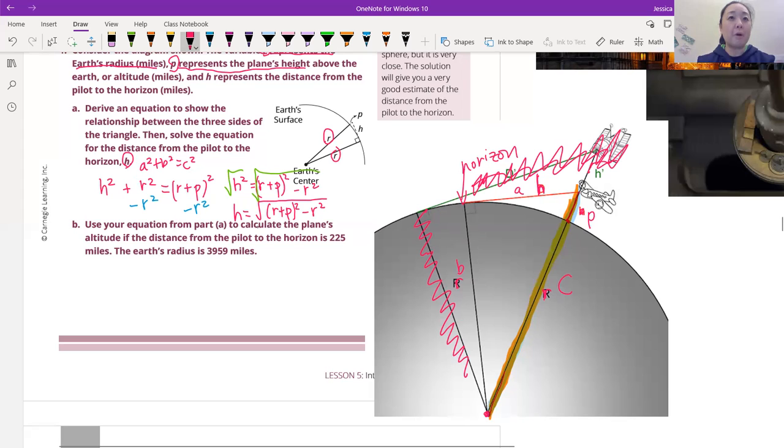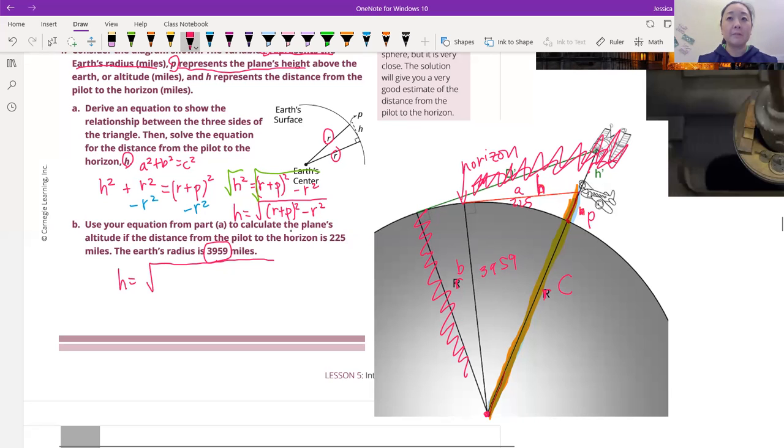So now use your equation from part A, which we have right here, to calculate the plane's altitude. Altitude meaning the height, right? If the distance from the pilot to the horizon is 225 miles. So this is 225, we're saying. And we can look up that the Earth's radius is about 3959 miles. All right, so we're going to go H is equal to, and we're literally just plugging them in.